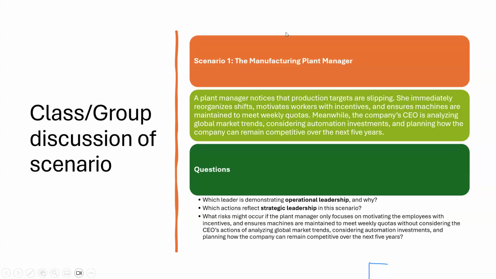So let's see this. So the question is, a plant manager notices that production targets are slipping, reducing, and she immediately reorganizes shifts, motivates workers with incentives, and ensures machines are maintained to meet weekly quotas. Meanwhile, the CEO is analyzing global market trends, considering automation, investment, and planning how the company can remain competitive over the next 5 years. Which leader is demonstrating operational leadership and why? And which actions reflect strategic leadership in this scenario?